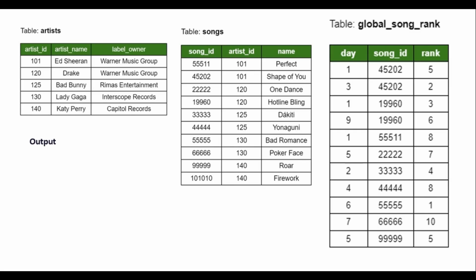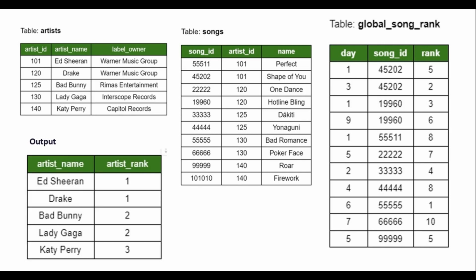Since our question was to find the top 5 artists whose songs appear most frequently in the top 10 of the global song rankings, we are just going to rank them. This is how our output should look. Ed Sheeran and Drake should be rank 1, since they have a total of 3 appearances. Bad Bunny and Lady Gaga should be ranked 2, since both have the same number of appearances, 2. And Katy Perry should be ranked 3, as she has only one total appearance.